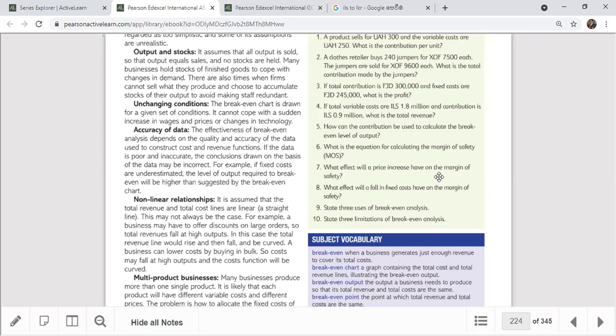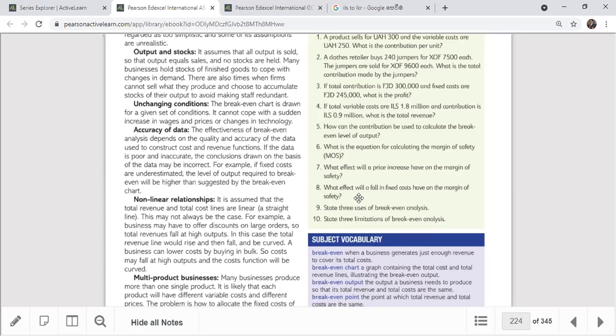Positive relationship, right? When the selling price increases, total revenue increases. When total revenue increases, we can reduce the break-even, we can reduce the number of items. We can cover our total cost easily by increasing our revenue. Then the margin of safety will increase.